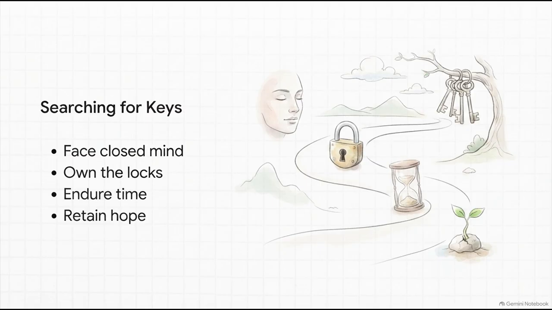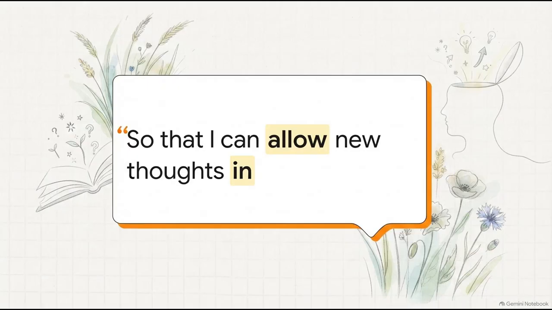And this shows us that the narrator is actively doing the hard work. Look at what searching for these keys actually requires. First, acknowledging the mind is closed, because you can't fix what you won't face. Second, taking accountability for the locks, admitting that you were the one who built the fences. Third, enduring the passage of time, knowing full well this isn't going to be fixed overnight. And finally, retaining hope for vulnerability. They have to be willing to be an open field again, exposing themselves to the exact things they initially tried to lock out. So that I can allow new thoughts in.